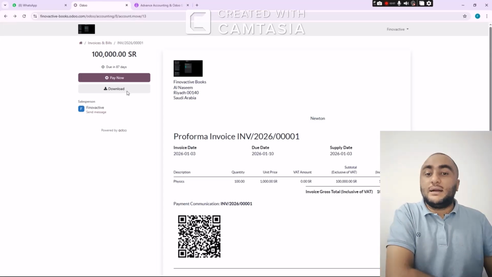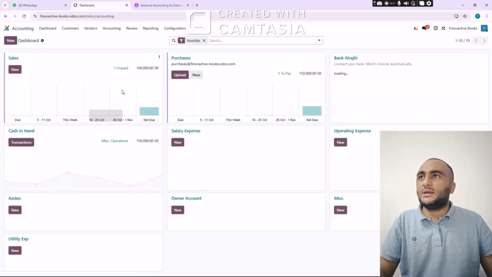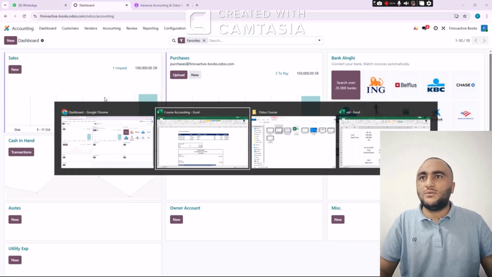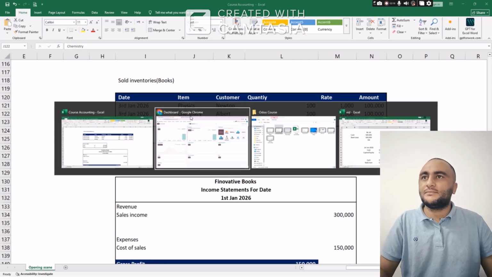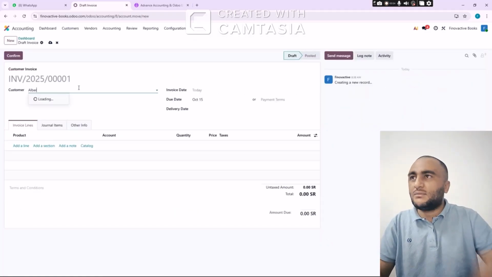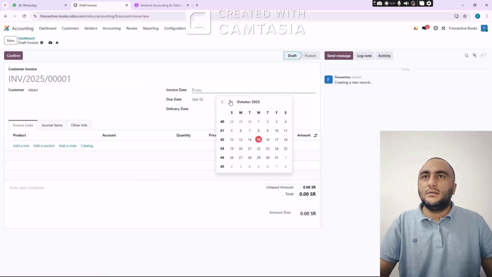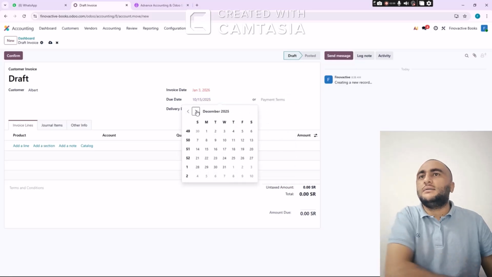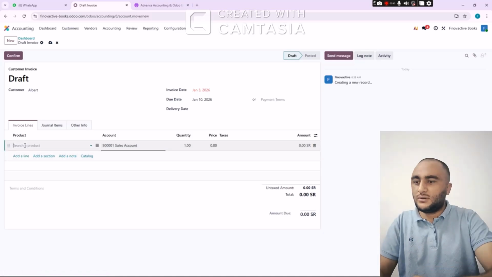So let's create our second invoice. First we will complete the accounting. How we do it in Excel, we will do the same in Odoo. Second is chemistry, we sold to Albert. Our customer is Albert. Create and edit. You just have to save it. Jan 3rd, and it's again 10th January. The product we sold was chemistry.